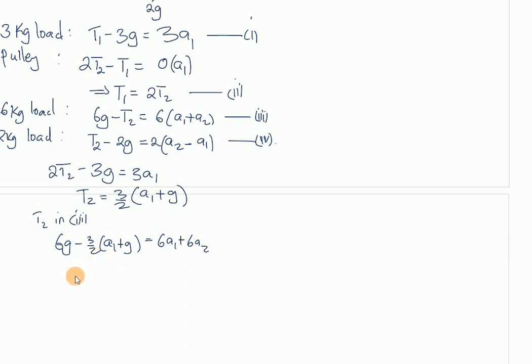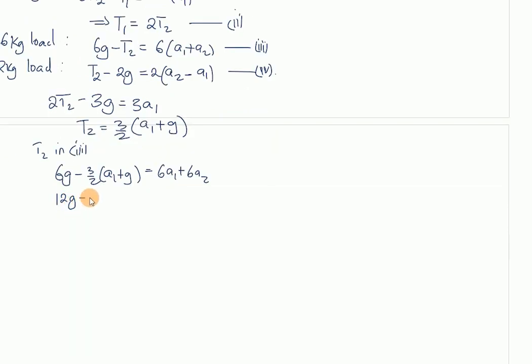Let's multiply through by 2. 12g minus 3a1 minus 3g is equal to 12a1 plus 12a2. For the g's we have 9g is equal to, for a1 we shall have 15a1, then plus 12a2. You can call this one equation number 5.